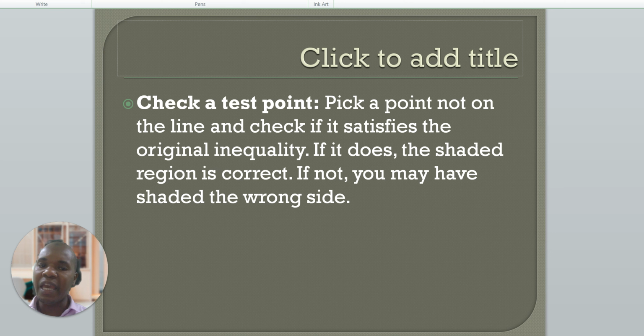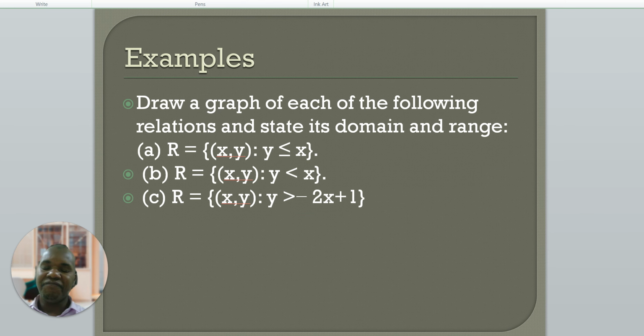So you're going to pick a point not on the line and check if it satisfies the original inequality. If it does, then the shaded region is correct. If not, you may have shaded the wrong region. So testing is really important, dear students.